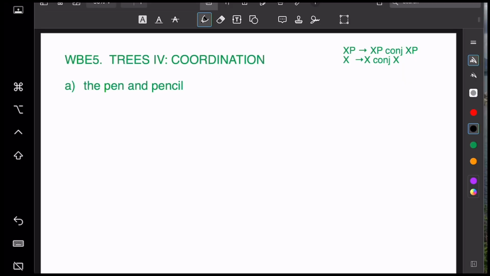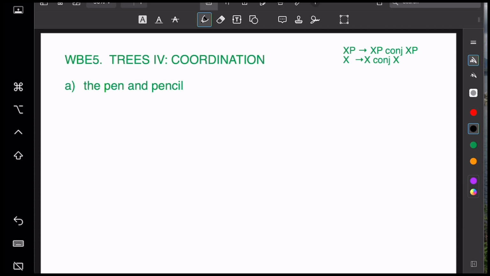In this video, we're going to look at tree drawing using the coordination rules. This is Workbook exercise 3.5. We're going to use two rules here, in addition to all the previous rules we've looked at. These include the two coordination rules.